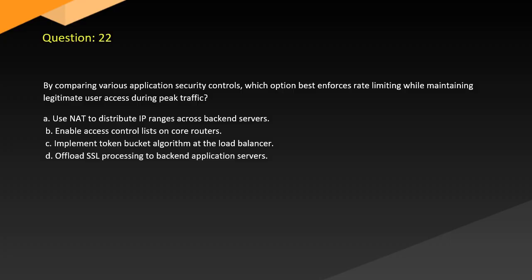Question 22. By comparing various application security controls, which option best enforces rate limiting while maintaining legitimate user access during peak traffic? A. Use NAT to distribute IP addresses across backend servers. B. Enable access control lists on core routers. C. Implement token bucket algorithm at the load balancer. D. Offload SSL processing to backend application servers.